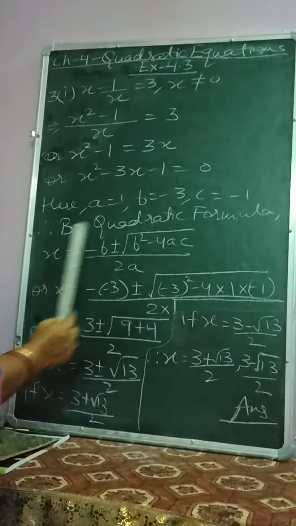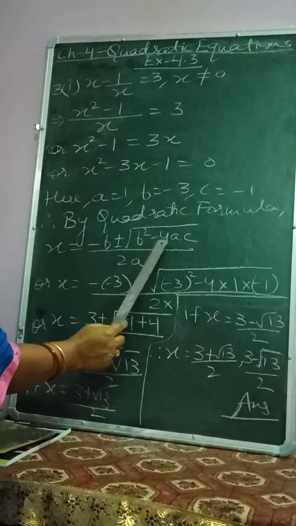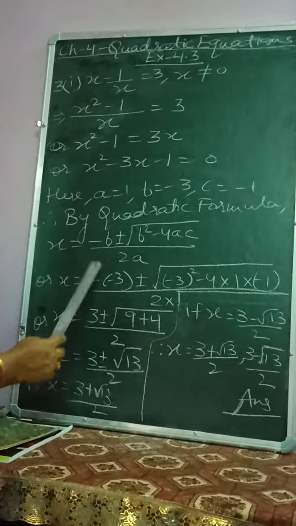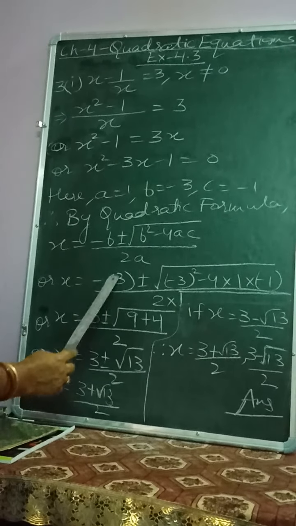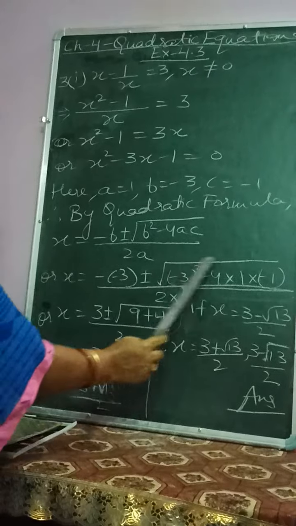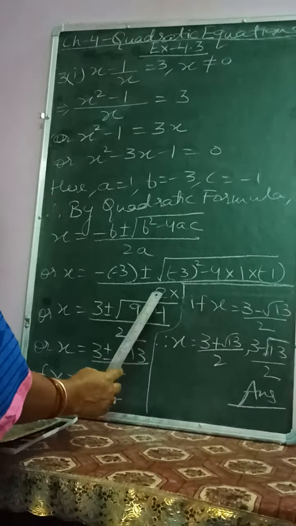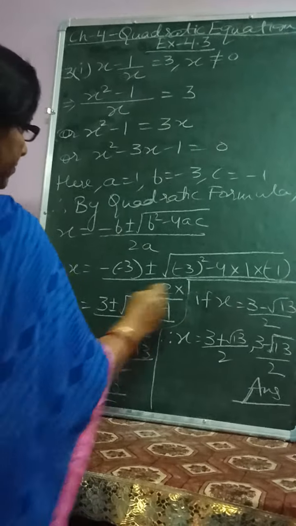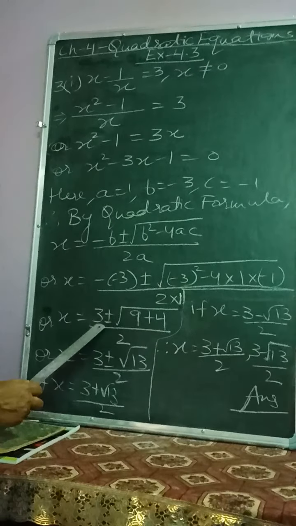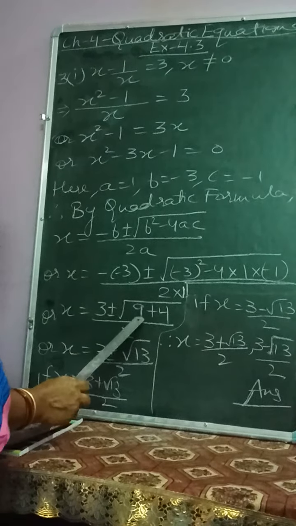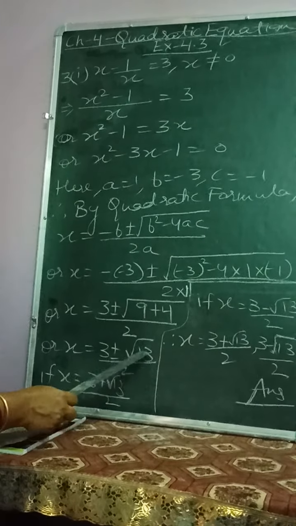So by quadratic formula, which is x is equal to minus b plus minus under root b square minus 4ac upon 2a, and by putting the values of b, a and c in this expression, we get minus into minus 3 plus minus under root minus 3 square minus 4 into 1 into minus 1 upon 2 into 1. Then on solving which, we get x is equal to 3 plus minus under root 9 plus 4. Further, we get x is equal to 3 plus minus root 13 upon 2.